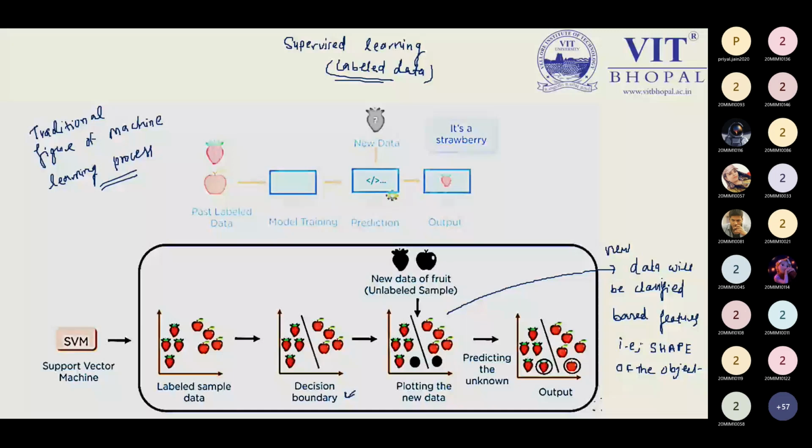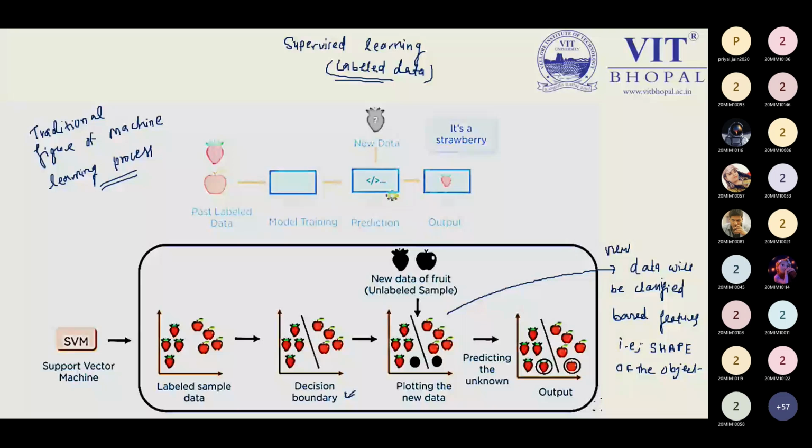So labeled sample data we have, so we can have n number of labeled sample data, and support vector machine will use some specific terms to classify the data. So here we have the two groups, the apple group and the strawberry group. So I'm using the decision boundary. Now after using the decision boundary, a student can insert some new data. Suppose I'm inserting a black color apple, or white or green color apple, or different color of apple, I don't know. So I'm just inserting the apple. I'm just giving the new data of the strawberry as well.